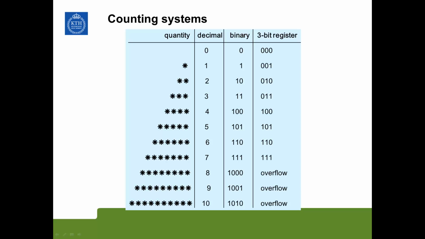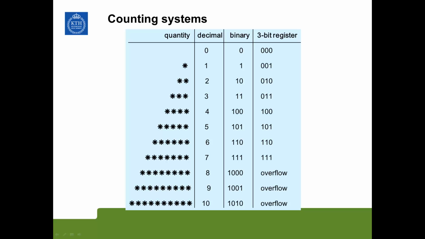If we build hardware, we're always limited to how many bits our numbers will have. If you take a number which consists of 3 bits, then you can only represent up to 8 different numerical values in that register. If you continue to count, you get an overflow, so that the number will wrap around and does not represent the actual quantity that you want to capture.